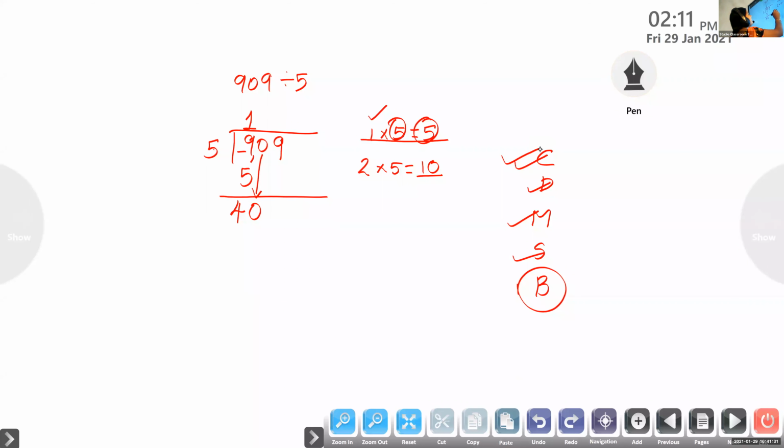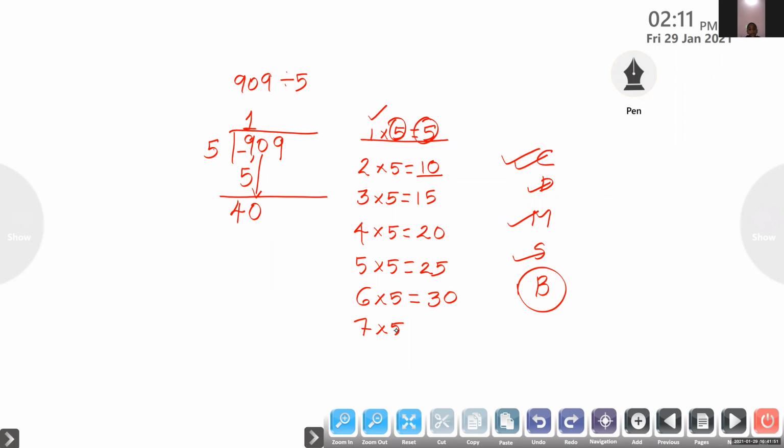So 2 fives are 10. 3 fives are 15. 4 fives are 20. 5 fives are 25. 6 fives are 30. 7 fives are 35. 8 fives are 40. So 40 divided by 5 is equal to 8. Very good. That you can write on the top as the quotient.